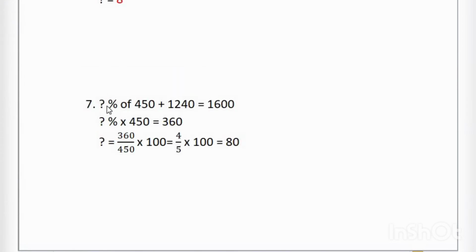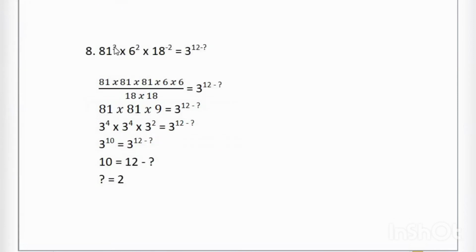Seventh question, x percentage of 450 plus 1240 equal to 1600. And 1600 minus, moving this 1240 to the other side, so you will get 1600 minus 1240, right? And it is equal to 360. So we will get x percent of 450 equal to 360. On simplification, we will get 360 by 450 into 100, which is equal to 4 by 5 into 100, is equal to 80. So the answer is 80. This is an easy question.